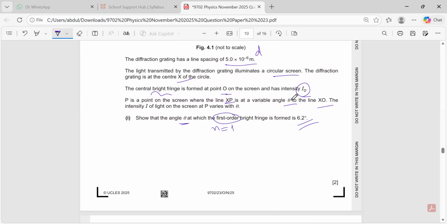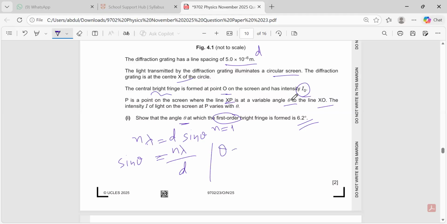No angle is involved. There is another formula, the diffraction grating formula, n lambda is equal to d sine theta. And all the values are with us, by the way. So we need theta. So my dear friends, I can write sine theta is equal to n lambda over d.